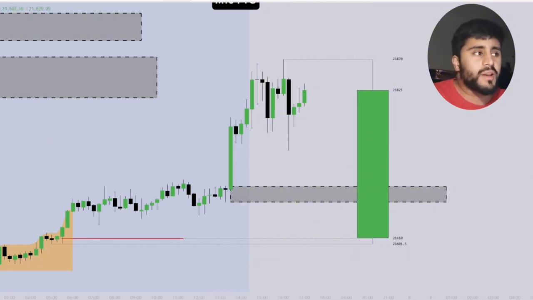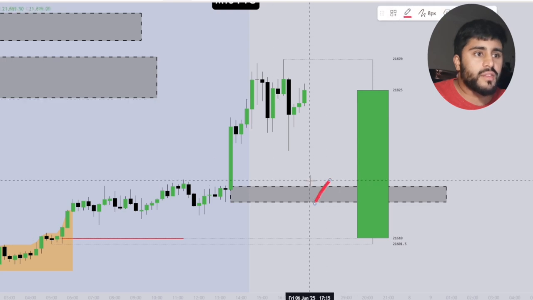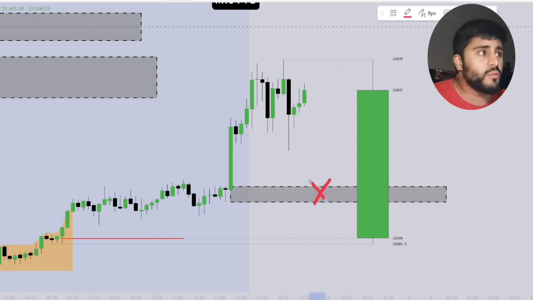Well, the answer is no. I'm not going to trade this fair value gap. I don't like this fair value gap. Now, why don't I like this fair value gap? Well, there's a couple of reasons, and they're both interlinked.